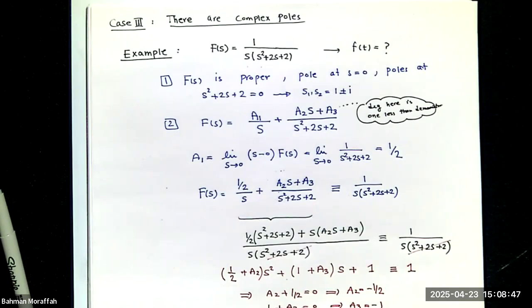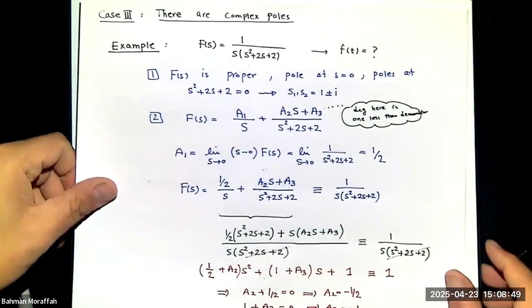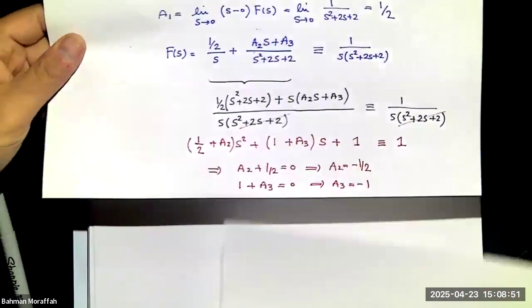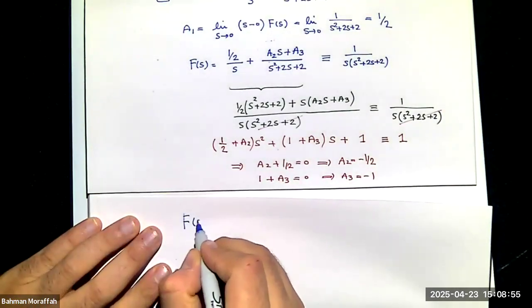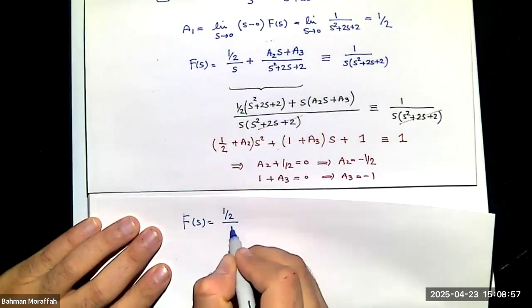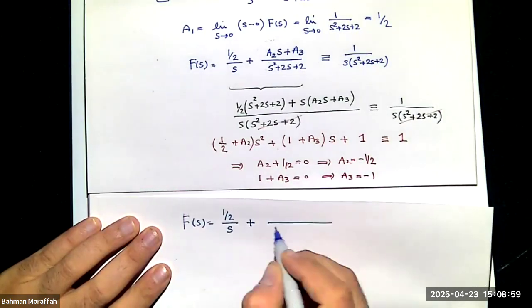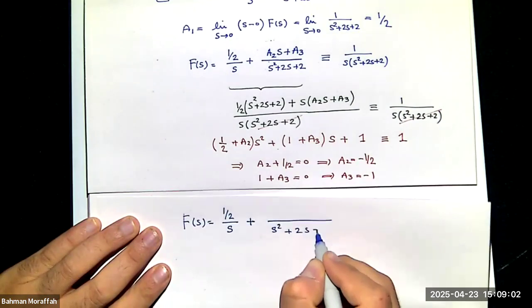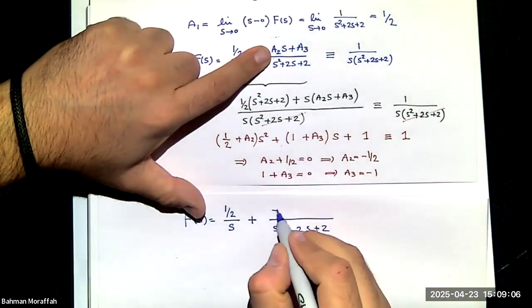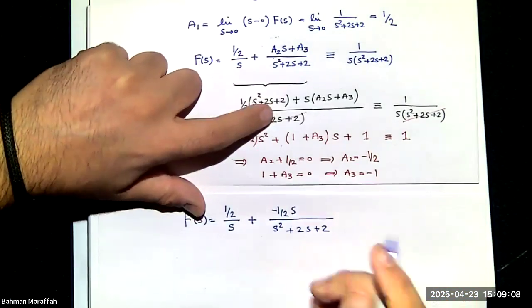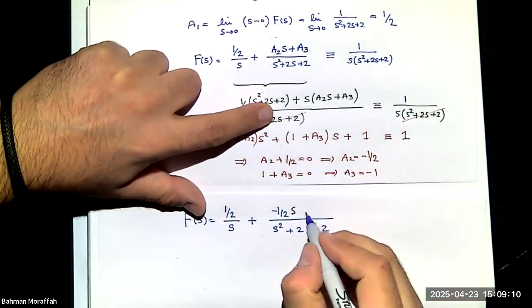Now I have everything. I can rewrite F(s). F(s) is one half over s plus (A2 s plus A3) over (s squared plus 2s plus 2), which is (negative one half s minus 1) over (s squared plus 2s plus 2).